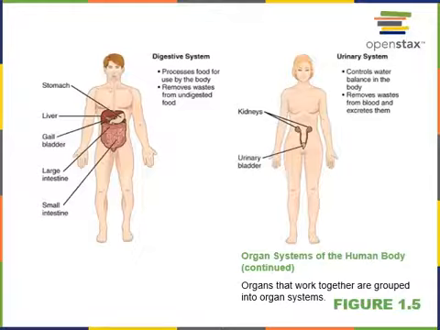The urinary system organs include the kidneys, ureter, urinary bladder, and urethra. And the functions of the urinary system are to filter blood, producing urine. And as the blood's being filtered, the kidneys regulate the composition of the blood, and then any waste or excess water or excess nutrients are eliminated from the body in the urine.